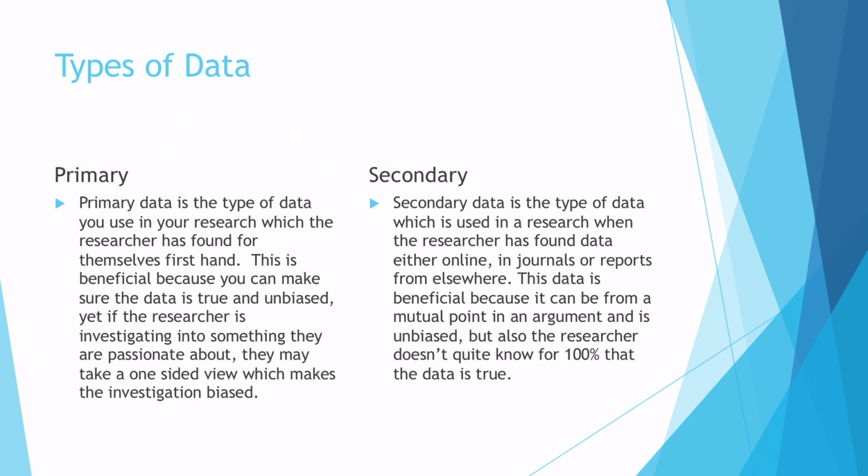Secondary data is the type of data which is used in research when the researcher has found data either online, in journals or reports, from anywhere else. This can be found in books such as sports science books, and this is less time consuming but less reliable at the same time, as you don't know where the data has been coming from, you don't know if the data is true and reliable, and also you don't know if the data is what you are looking for exactly, whereas with primary data you can narrow down to what you're looking for.